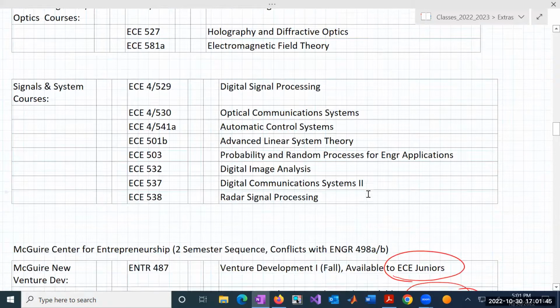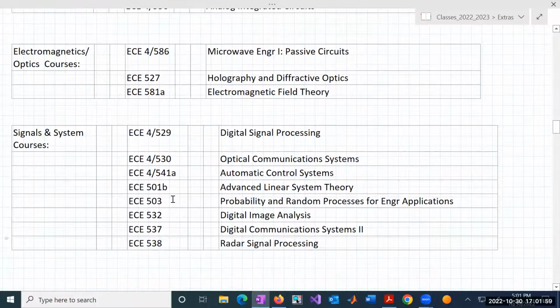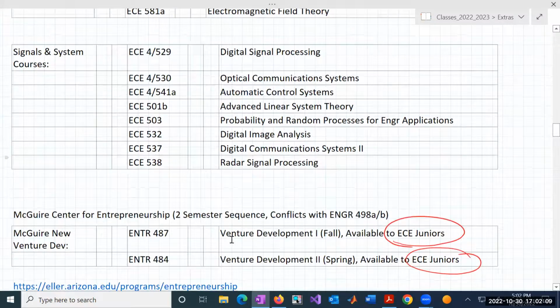Digital Communications 2 is 537, and radar signal processing. How do you now maybe better integrate into this environment of autonomous systems? How does radar work? How do we use that? And what kinds of processing are available to us when we're dealing with radar signals?